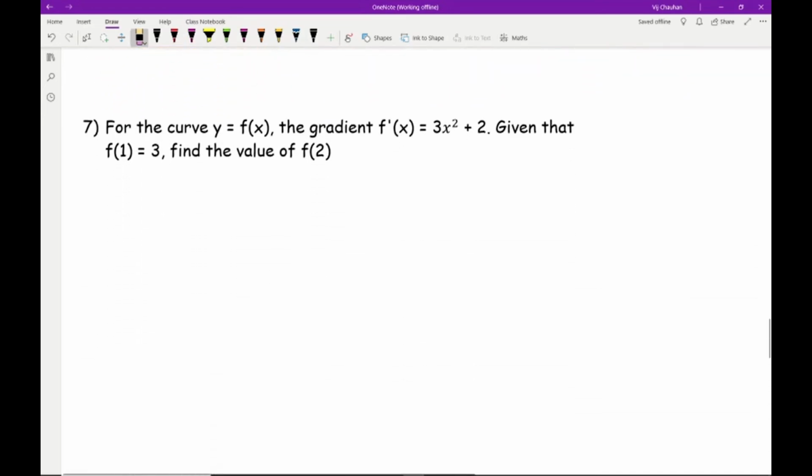So let's have a look at question 7. So here what we've got is a worded question. It says for the curve y equals f of x, the gradient function of f of x is 3x squared plus 2. Given that f of 1 equals 3, find the value of f of 2. Now let's translate this into questions that we've previously done. First things first, I've got my differentiated version, so this is my dy dx, and this is what goes inside the integral.